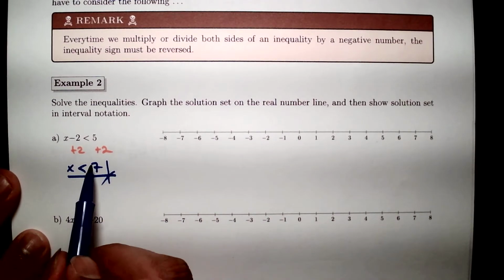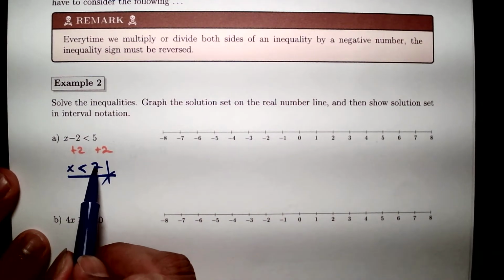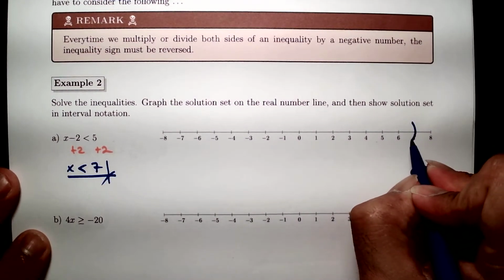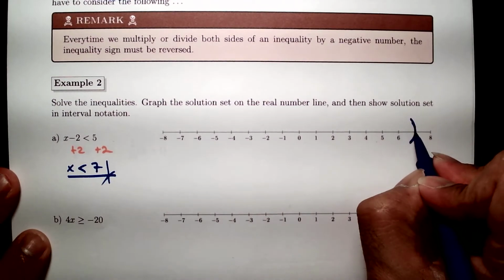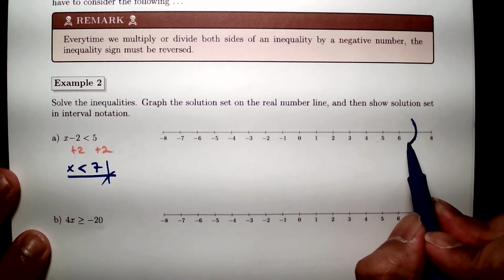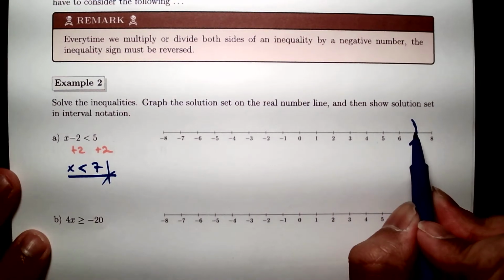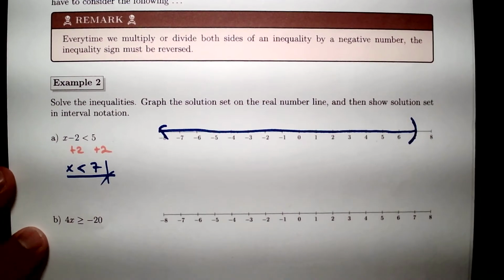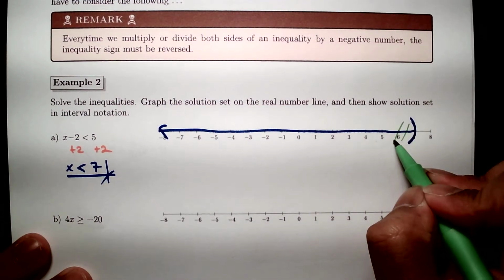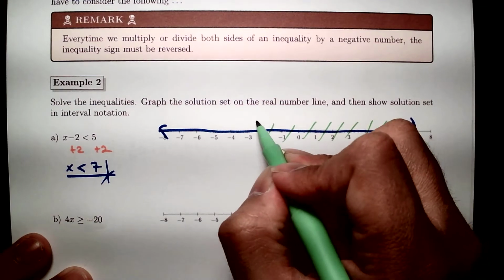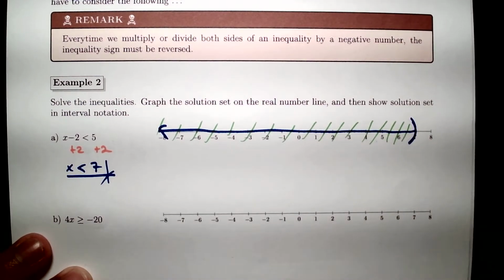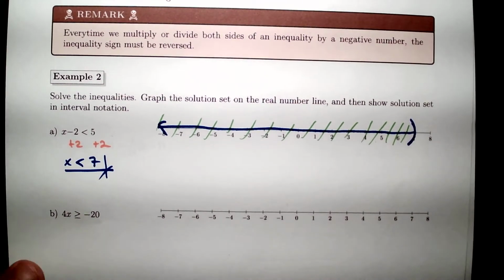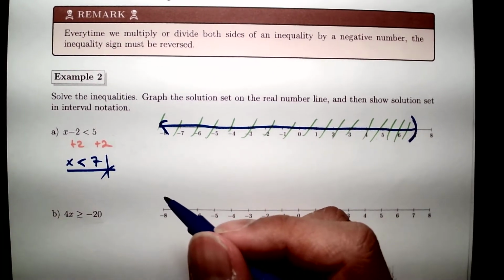Well, this is telling us to graph all the numbers that are less than 7. So the number 7 is right here, and because it's only less than, we're going to use a parenthesis, but less is to the left, all the way to infinity. Now, expressing this using interval notation, this is what we do.